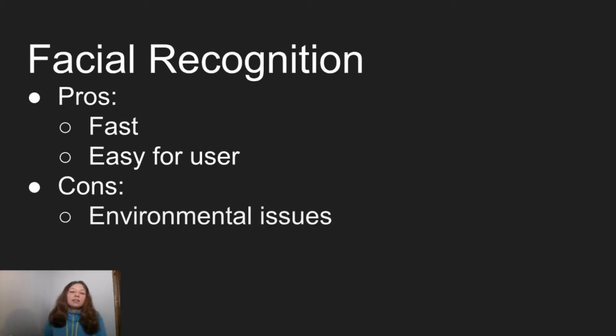One of the main cons are environmental issues, main one being lighting, because when you take a picture, lighting can change a lot. And if you're trying to compare the image of someone in a well-lit environment versus reality where it's dark outside, that can cause a lot of issues with properly recognizing the person, and also can cause issues with falsely identifying the person.